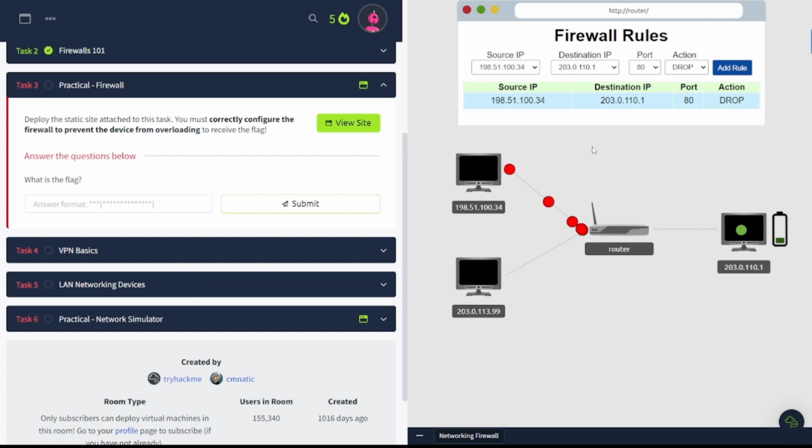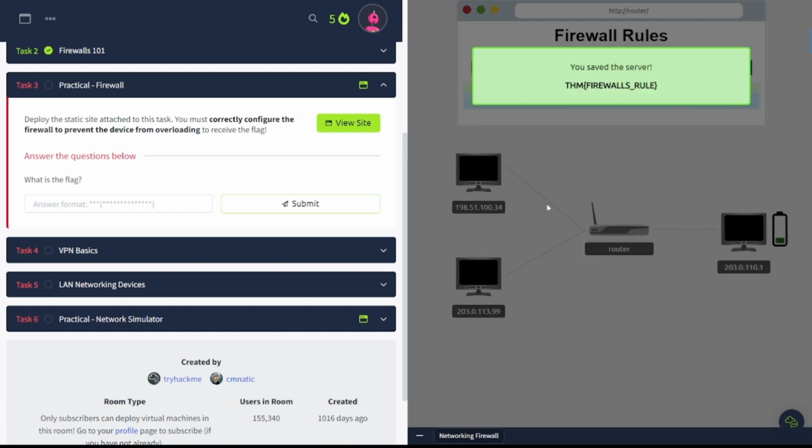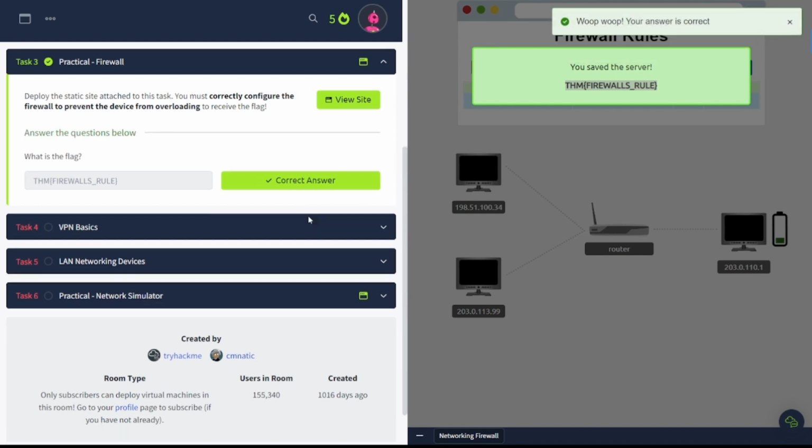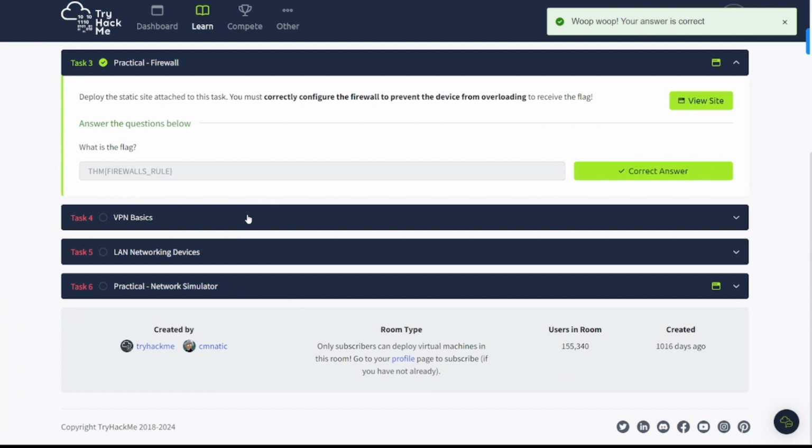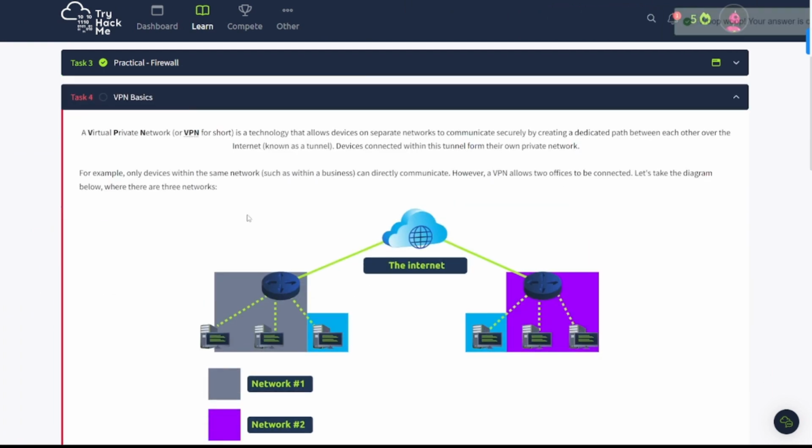And a lot of times this may be what you do in the real world when it comes to attacks such as this, or maybe there's some kind of C2 server out there that's trying to communicate back. You'll put in a block like this in the firewall rule to eliminate that connection. All right, now that's done. Let's continue on to task number 4 here, talking about VPN basics.